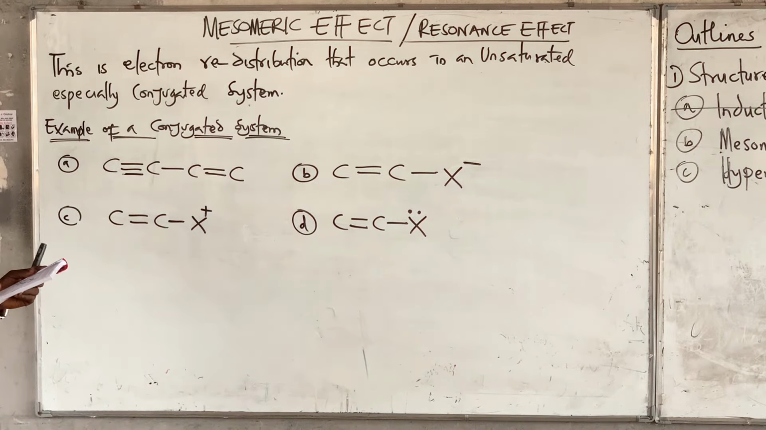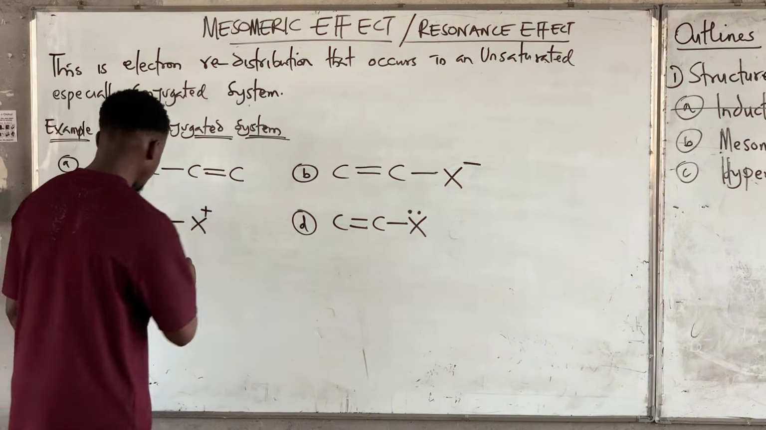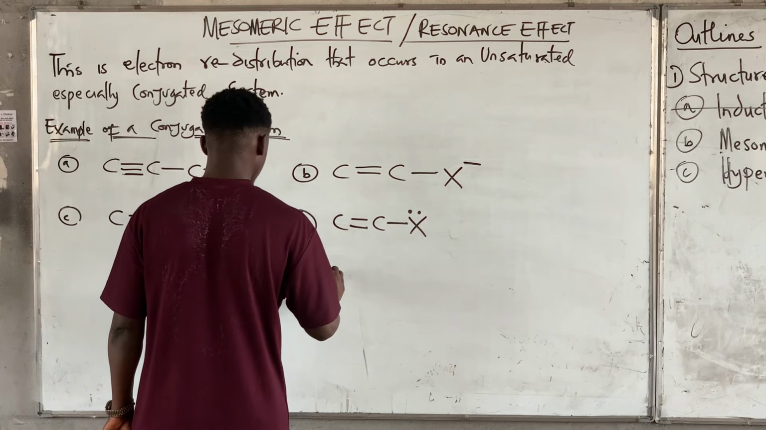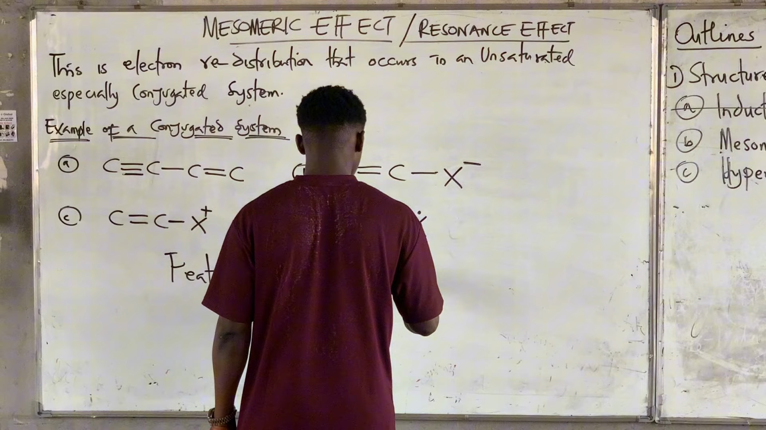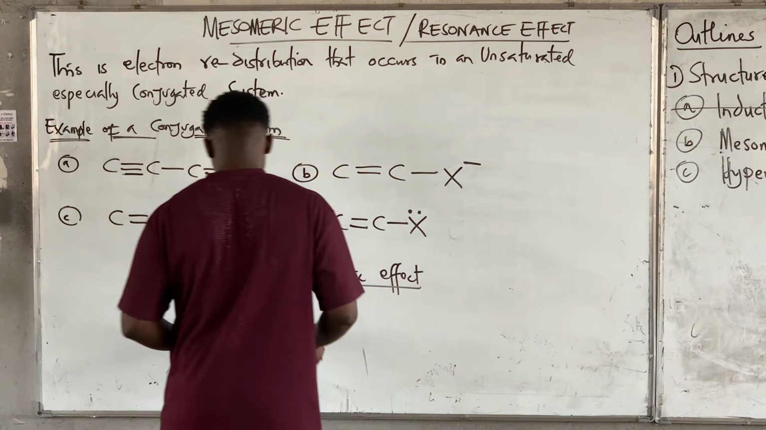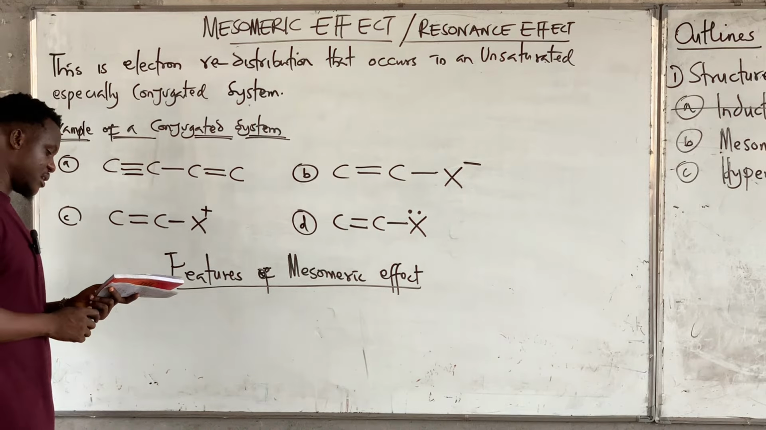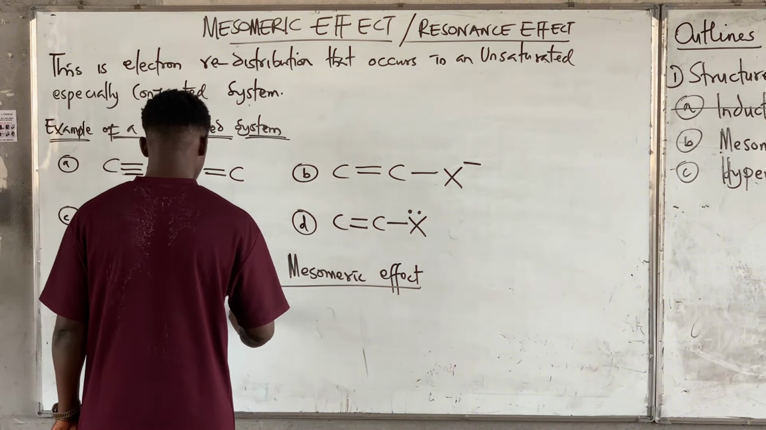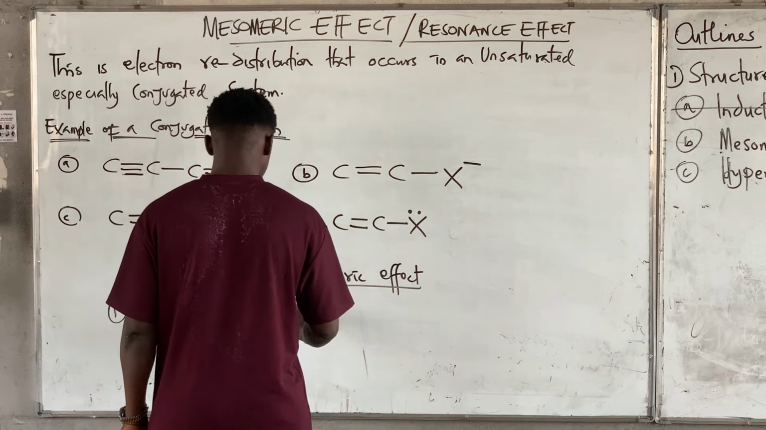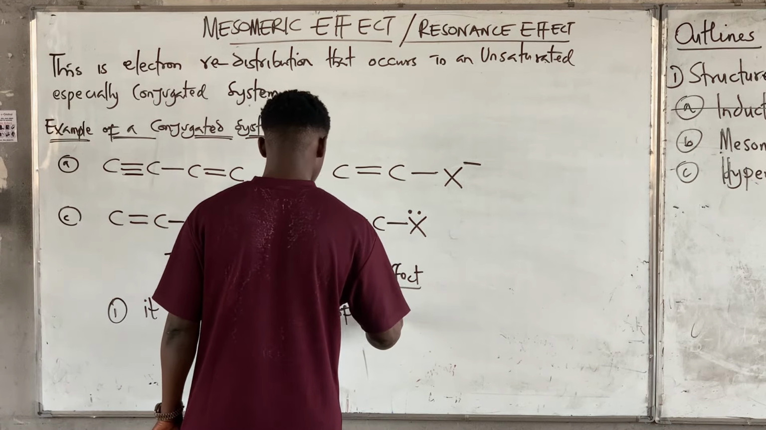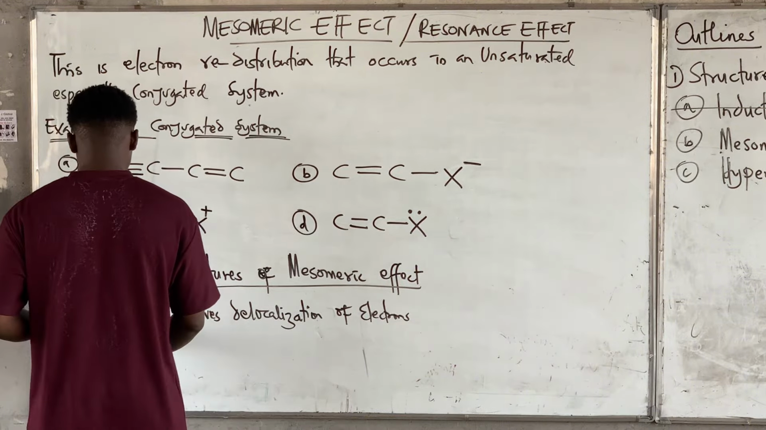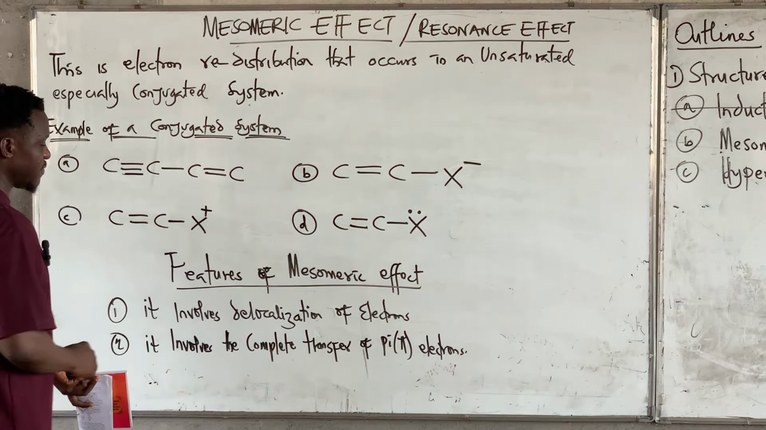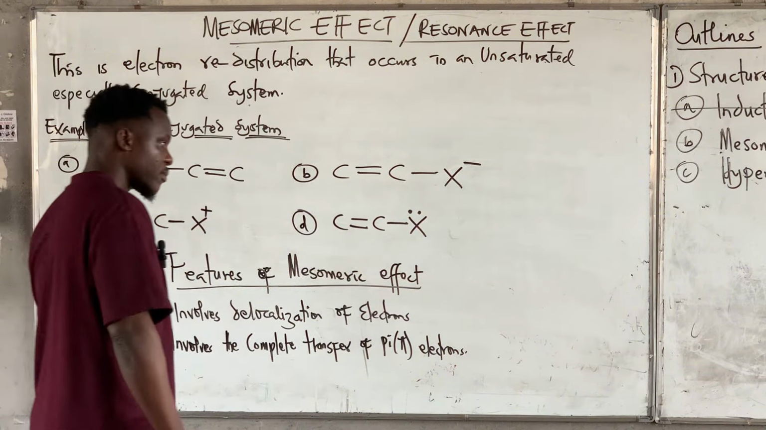So let's look at the features of mesomeric effect. Number one, it involves the delocalization of electrons. Number two, it involves the complete transfer of pi electrons. All right, so let's proceed.